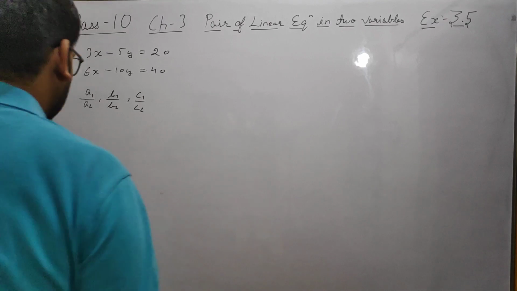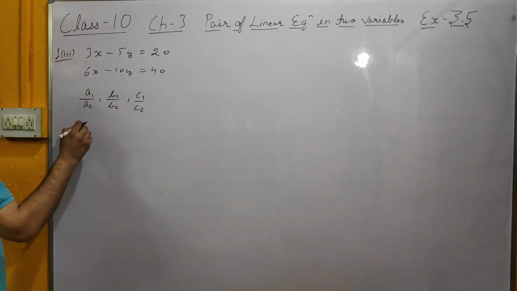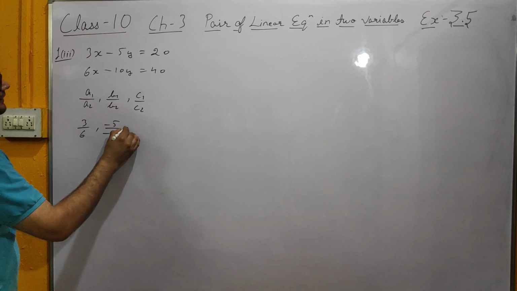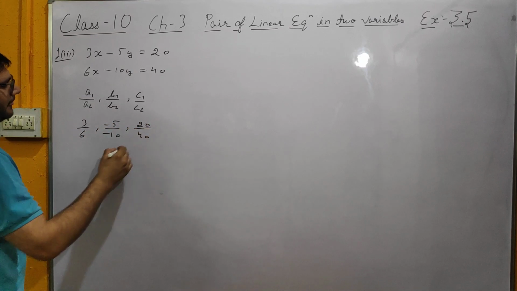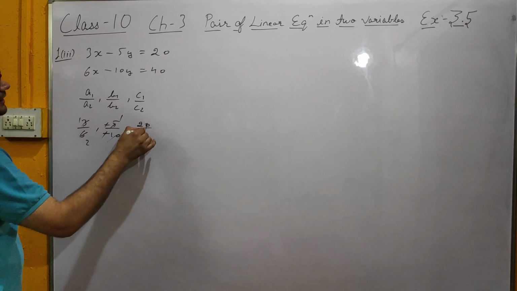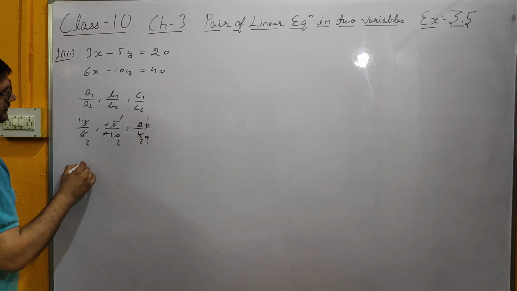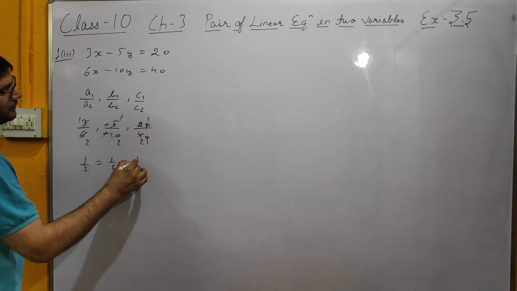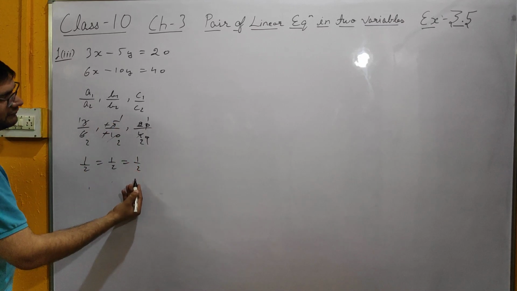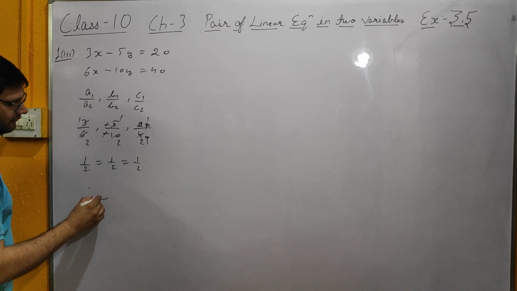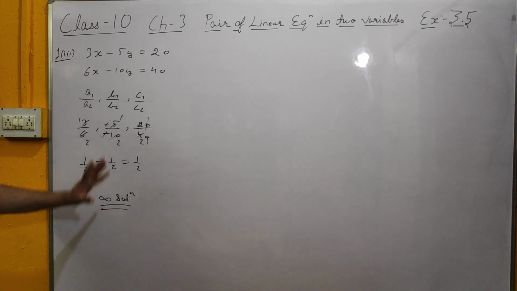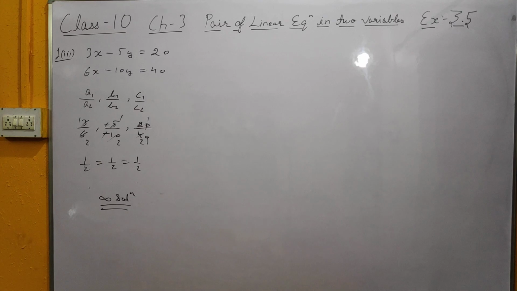Yes, third part now. We will check first of all 3 by 6, then minus 5 by minus 10, then 20 by 40. So 3 1s are 3, 3 2s are 6, minus minus cancel, 5 1s are 5, 5 2s are 10, 0 0 cancel, 2 1s are 2, 2 2s are 4. So 1 by 2 equals 1 by 2 equals 1 by 2. As we can see, a1 by a2 equals b1 by b2 equals c1 by c2. Therefore, there will be infinite solutions, so no need to solve by the cross multiplication method.